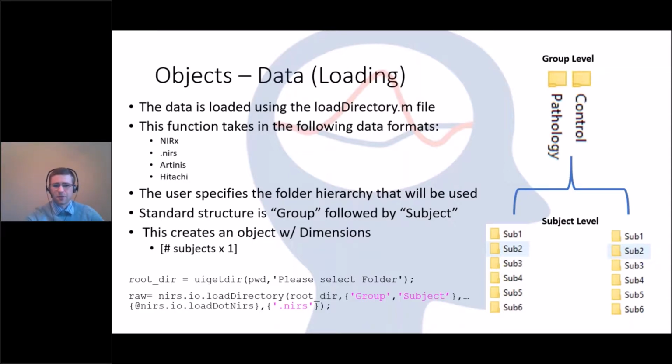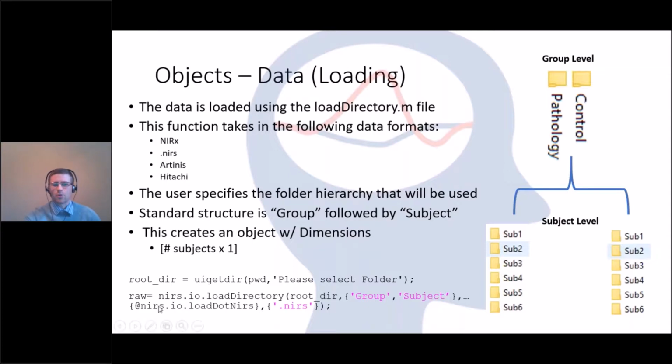What it's asking for is the root directory, which I selected already. Then it's asking what structure my folders have within that directory. I'm going to say the first folder it's going to reach is my group. All folders within that will be considered subjects, and you can name those whatever you like. I believe you can do more levels if you want, but I think it's pretty standard to do group and subject.